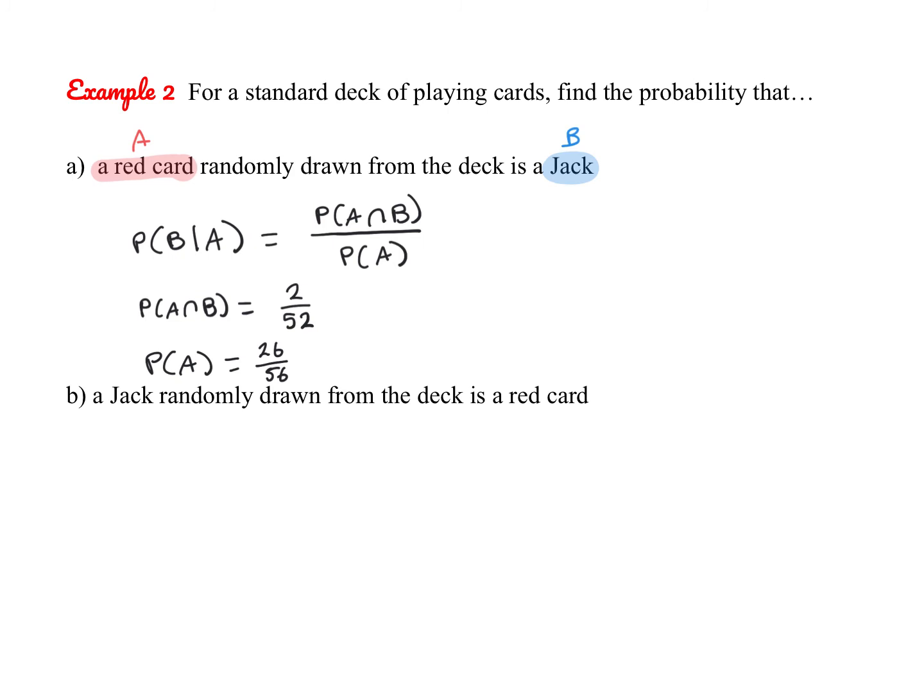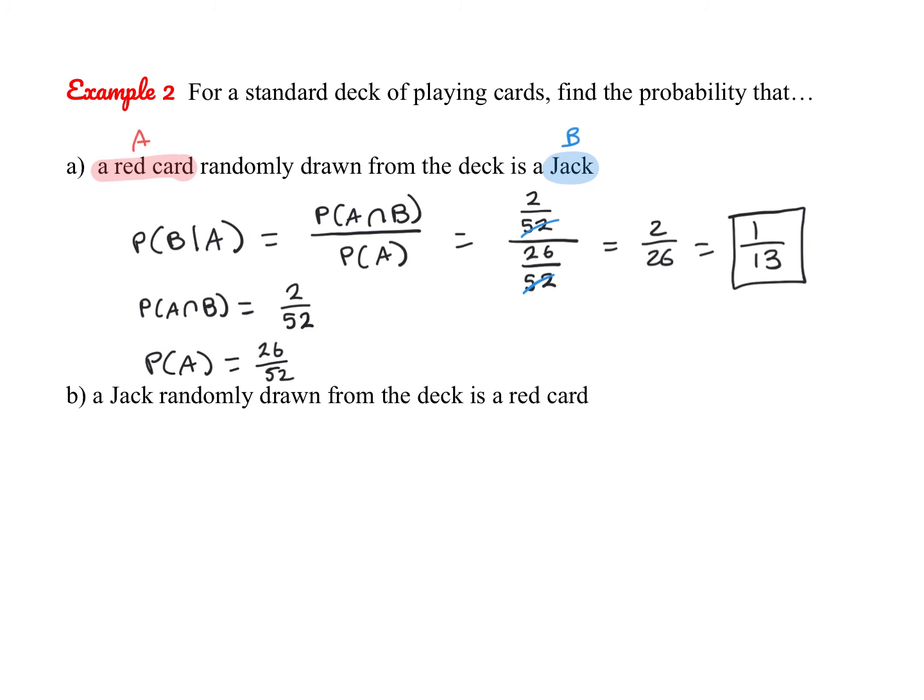So to find that probability of B given A, we do 2 over 52 divided by 26 over 52. Sorry, this was supposed to be a 52 down here, not a 56. Then we multiply by the reciprocal, and actually these will just end up canceling out, and we end up with 2 over 26, which is 1/13.